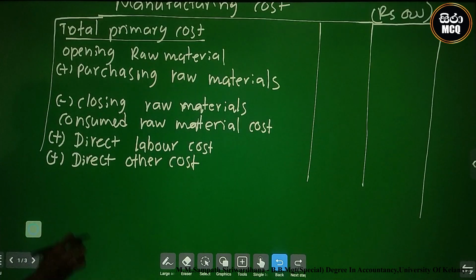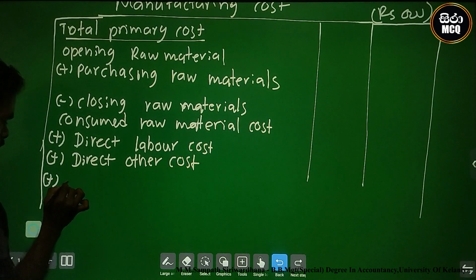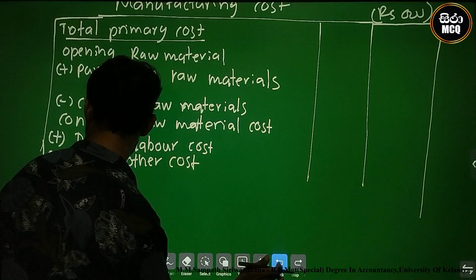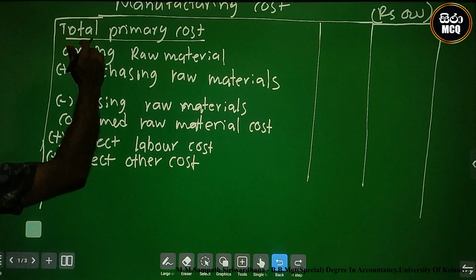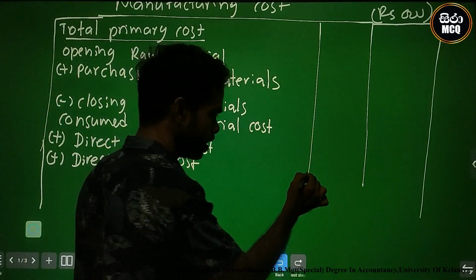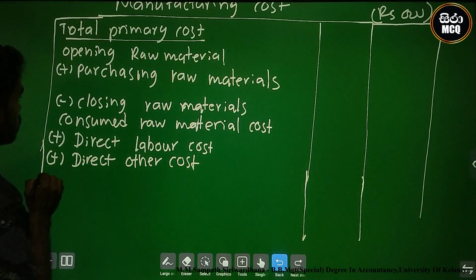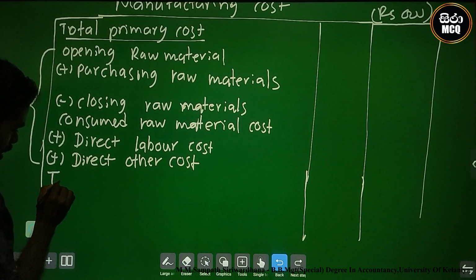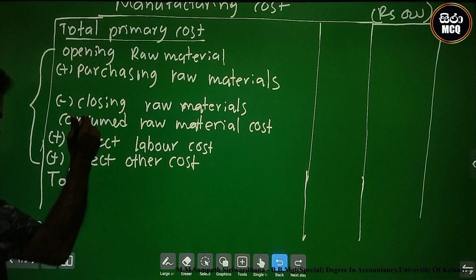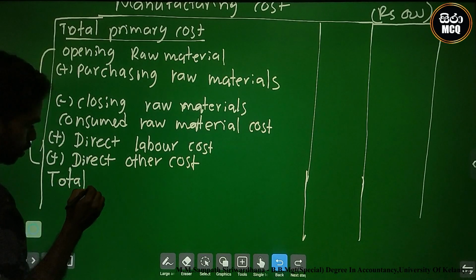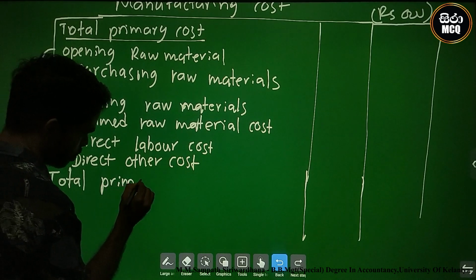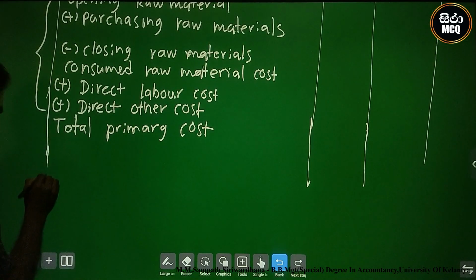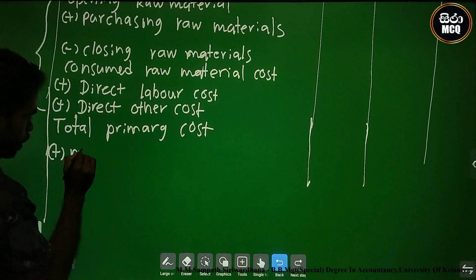After that we must add the production overhead cost. There's a topic. After that we must add and calculate the primary cost. There is a primary cost calculation. After that we must add these items. After that we must calculate total primary cost. After that we must add which one? Production overhead cost.